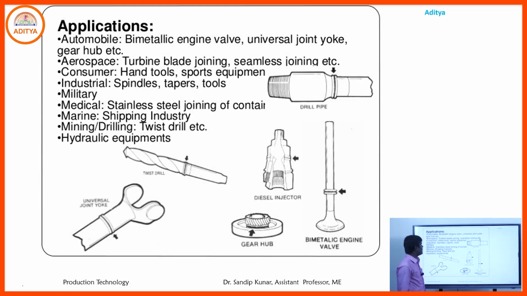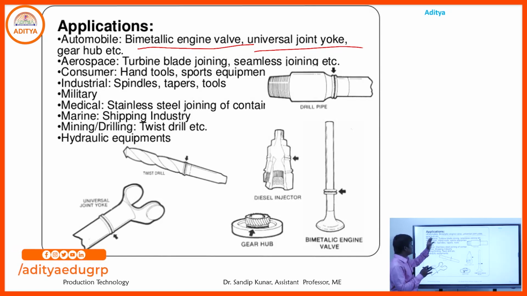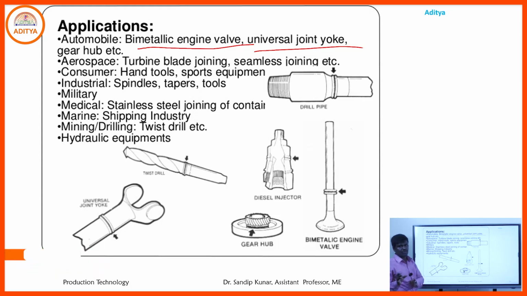What are the applications? First one, bimetallic engine valve, universal joint yoke, and also geared hub we have produced. In those cases we have used that type of welding process. Another, aerospace applications, turbine blade joining, seamless joining. Consumer hand tools and sports equipment are also welded using this process. Another, industrial spindles, tappers, tools. Also in military, medical, marine, mining, hydraulic equipment, we have used this welding process.